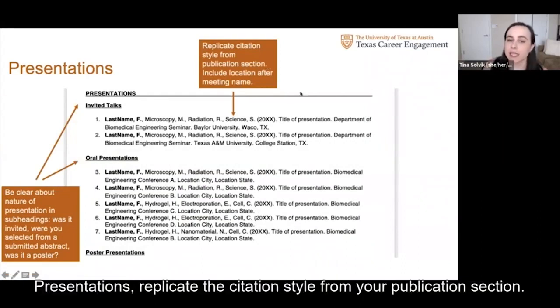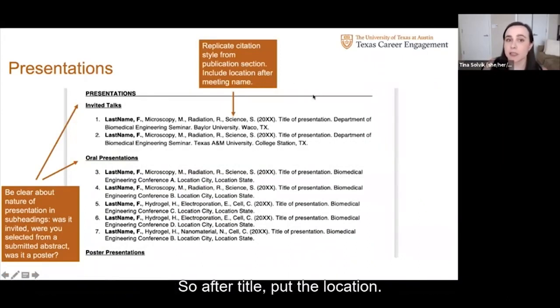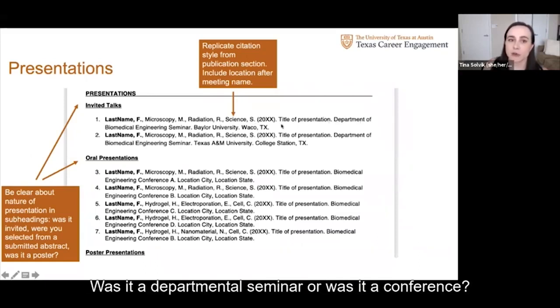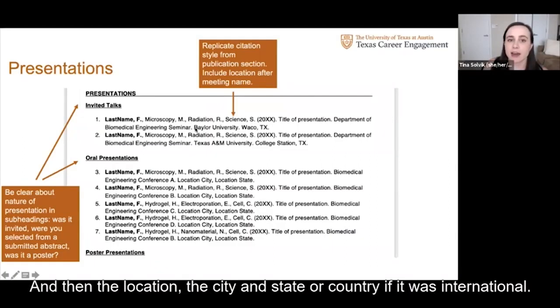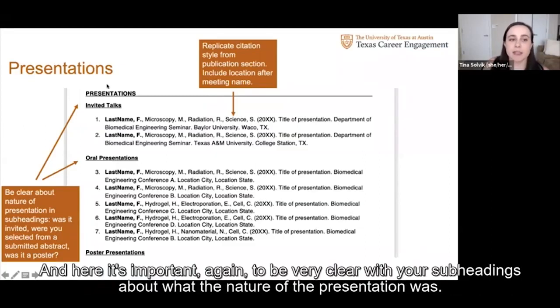Presentations. Replicate the same citation style from your publication section. And so after the title, put the location. Was it a departmental seminar or was it a conference? And then the location, the city and state, or country if it was international. And here it's important again to be very clear with your subheadings about what the nature of the presentation was.